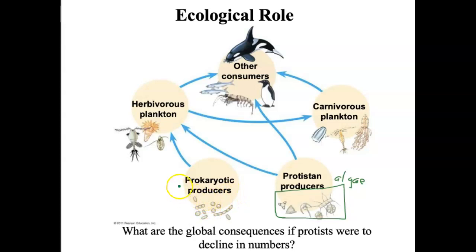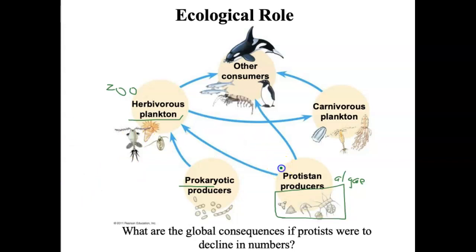There are some prokaryotic producers, cyanobacteria, etc. But really it's the protists. The protists are the base of the food chain. They then get eaten by plankton. We call it zooplankton, was kind of the general term. The ones that directly eat the producers are herbivores. Those are then eaten by the carnivores. Sometimes there's omnivore plankton that will eat both producer and consumers.